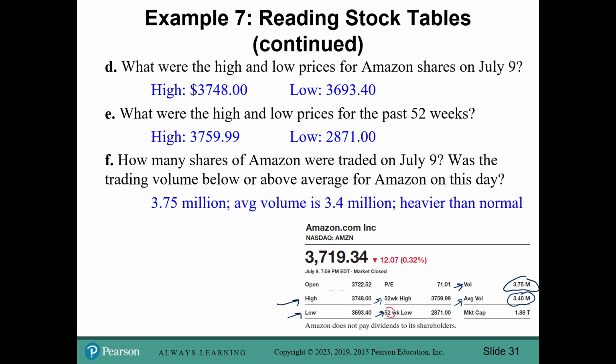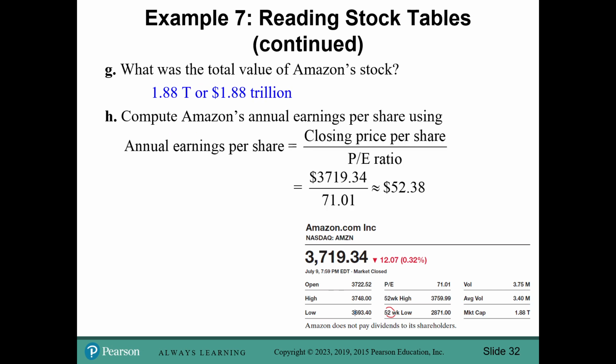On average, we do 3.4. So this day is heavier than normal, or we sold more than normal. Pretty straightforward from the chart, I feel like. All right, let's look at part G.